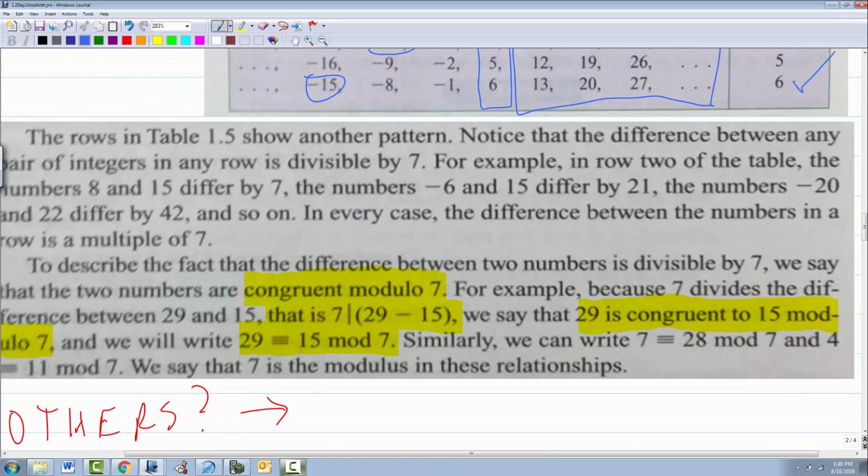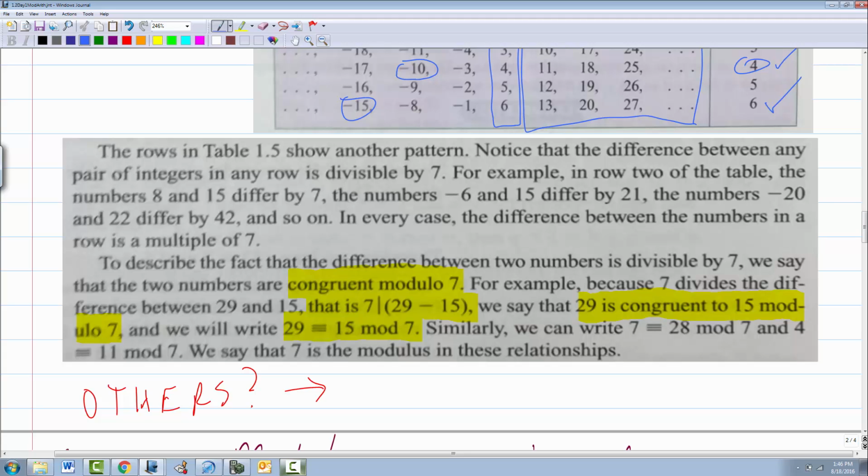The new word for today is modulo. When numbers have the same remainder when divided by 7, they are said to be congruent modulo 7. That whole chart was all based off of divided by 7. I'm going to say that about 4 more times. When numbers have the same remainder when divided by 7, they are said to be congruent modulo 7.